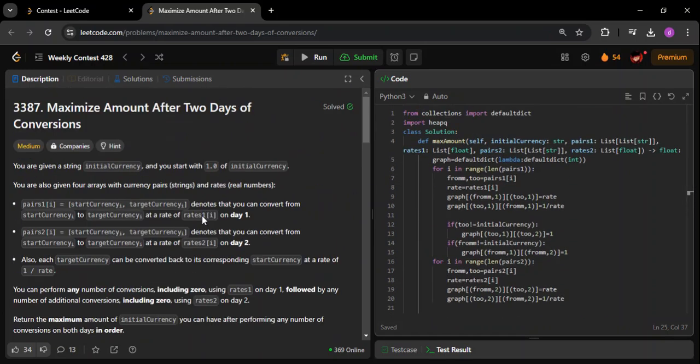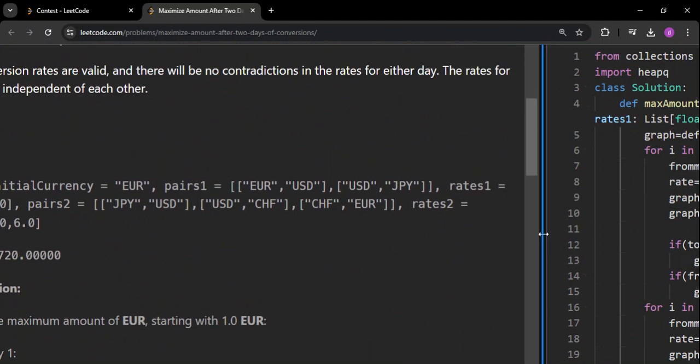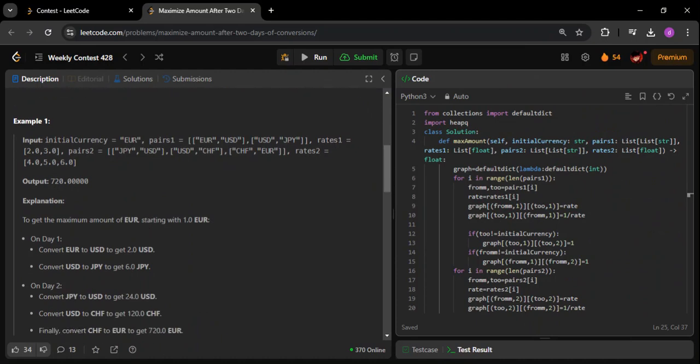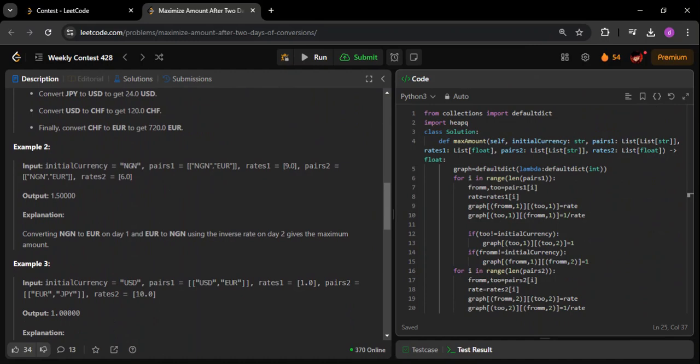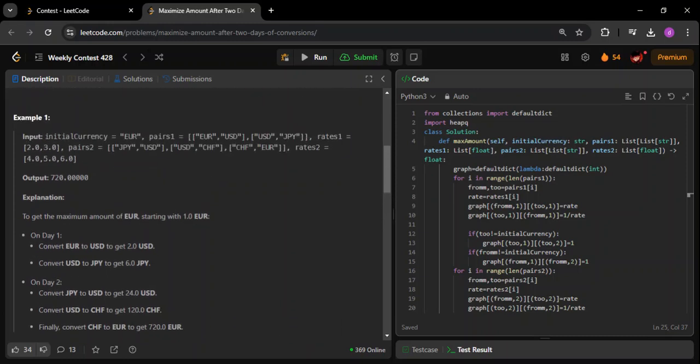So let us quickly turn to the question. First of all, it's question 3387, Maximum Amount After Two Days of Conversions. It's very difficult to explain the whole question in the first attempt, because they have not presented it very logically. The examples are open-ended. They're not conveying many factors. These are not closed-ended examples. There are many things which are left for you to understand on your own.